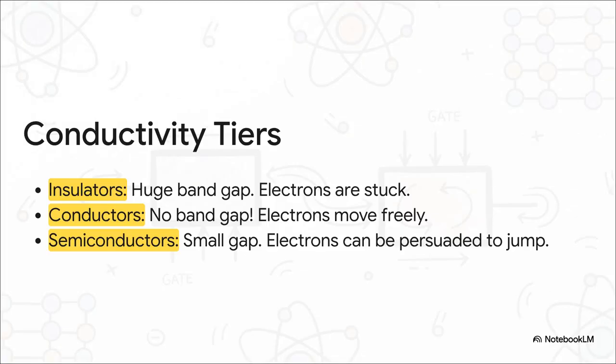Right. So in an insulator like rubber, the gap is massive. The electrons are totally stuck. In a conductor like copper, there's no gap at all. The bands just overlap so electrons can wander around freely. But then you have semiconductors like our friend silicon. They're the Goldilocks material. The band gap is small, it's manageable, we can persuade those electrons to jump, and that means we can control them.